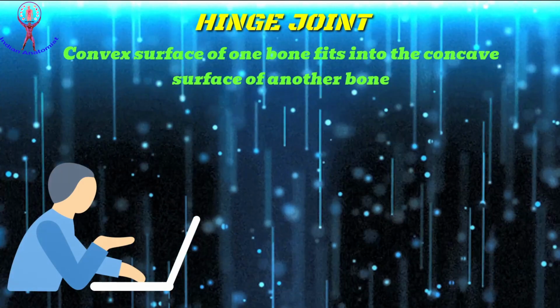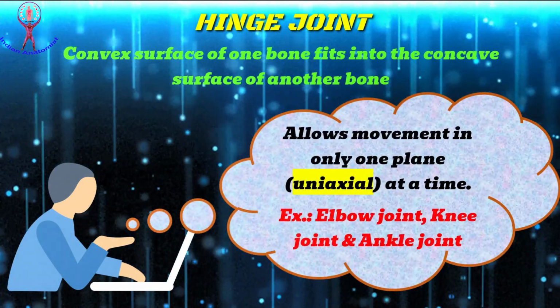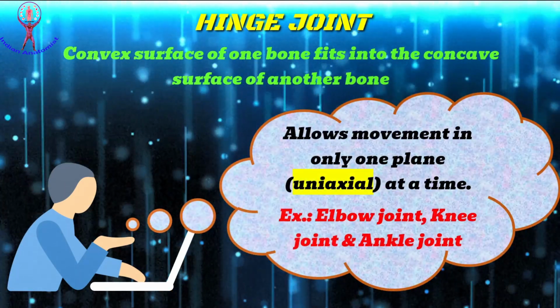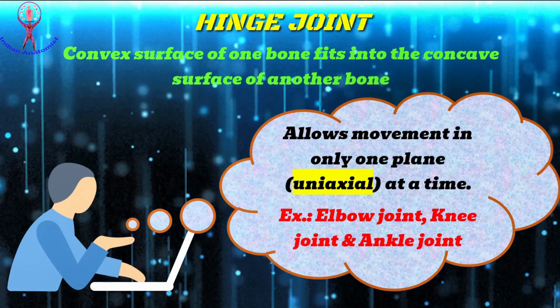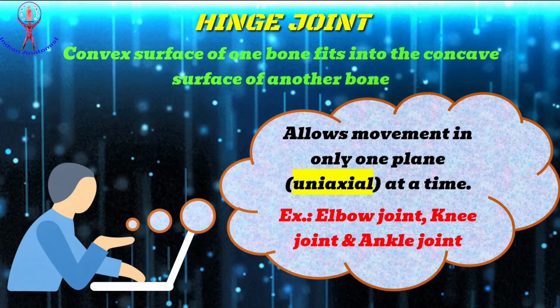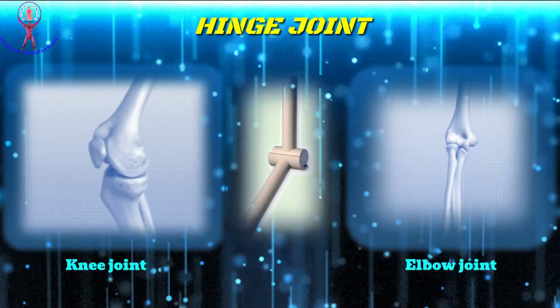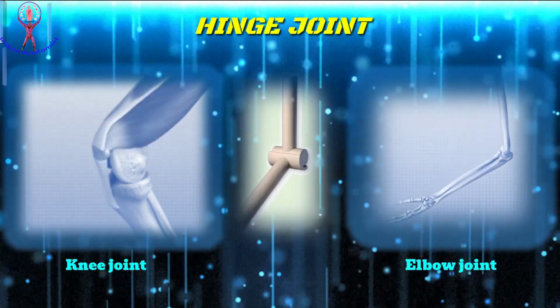The hinge joints allow movement in only one plane, or uniaxial, at a time. Commonest examples are elbow joint, knee joint and ankle joint. Some examples of hinge joints.